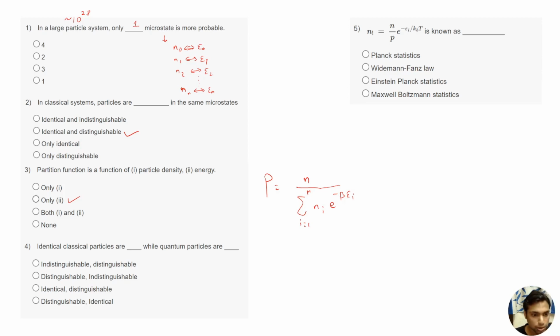Identical particles are indistinguishable in classical mechanics, whereas in quantum mechanics... Sorry, in classical mechanics they are distinguishable, and in quantum mechanics they are indistinguishable. Yes, correct. Distinguishable in classical and indistinguishable in quantum.